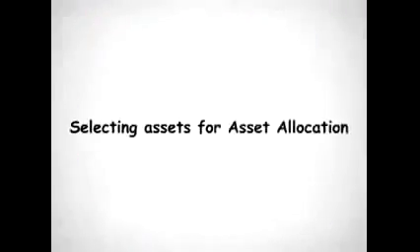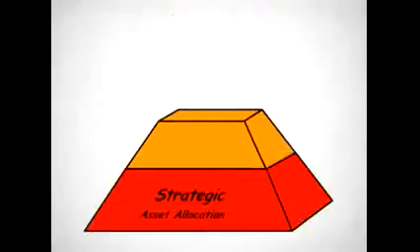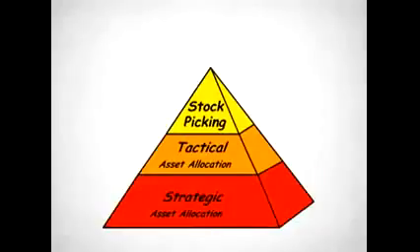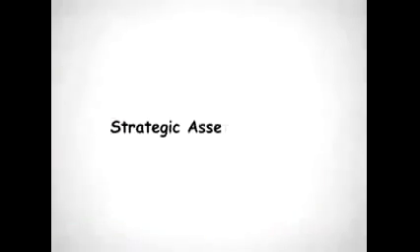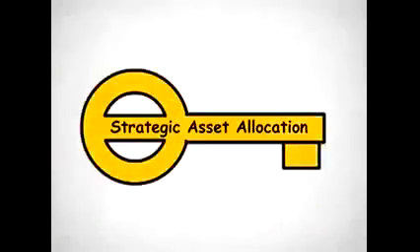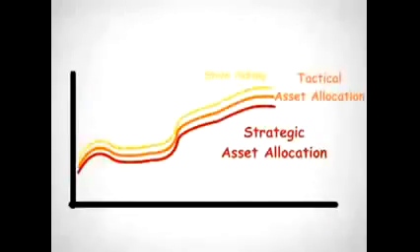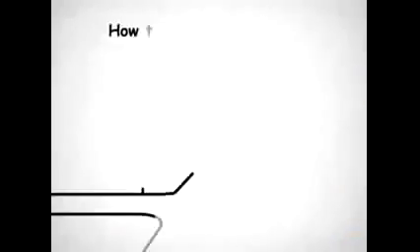There are three ways in which the assets are selected for asset allocation. The three types are strategic, tactical, and picking individual securities. Studies have shown that strategic asset allocation is key to keep the portfolio growing. It involves rebalancing the portfolio on a periodic basis. It contributes more than 90% to the overall performance of the portfolio.